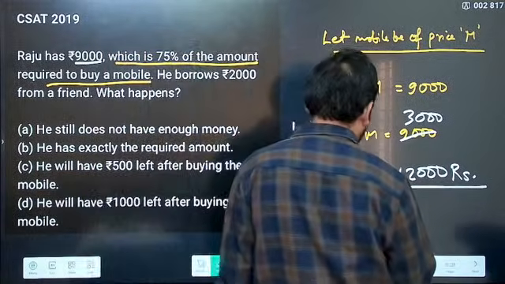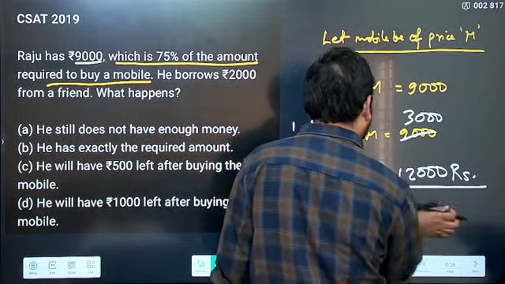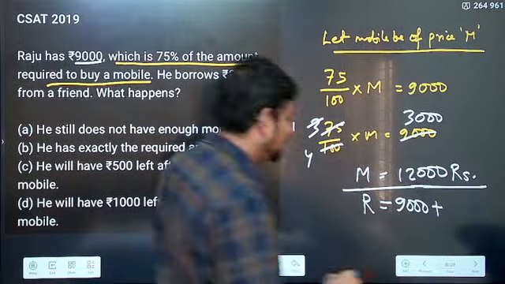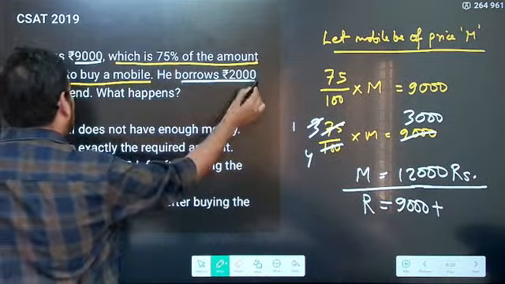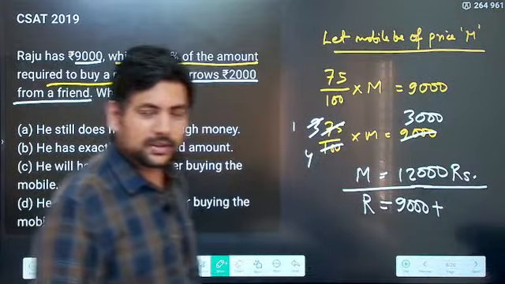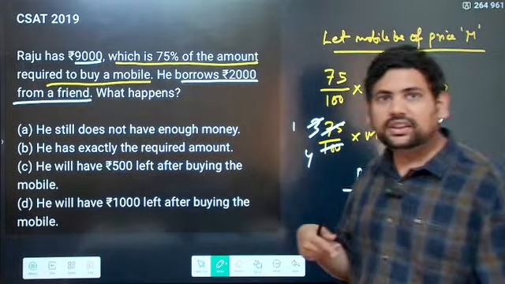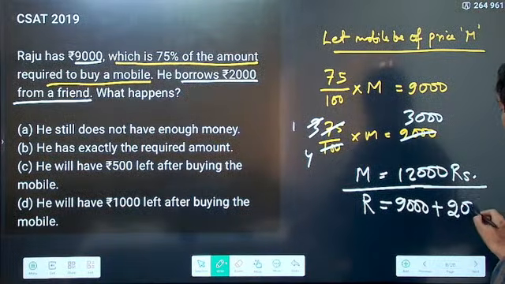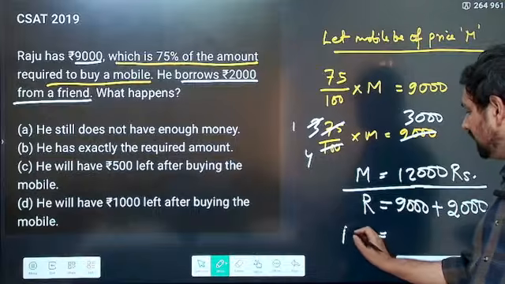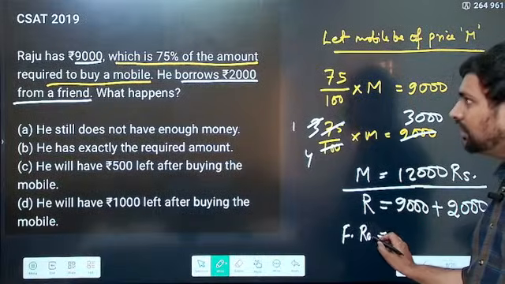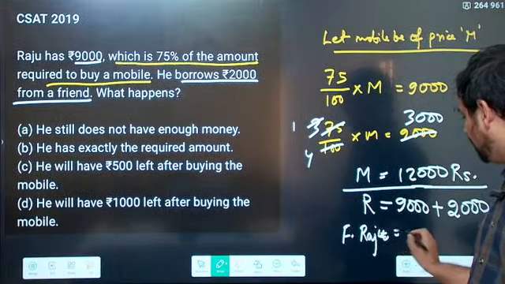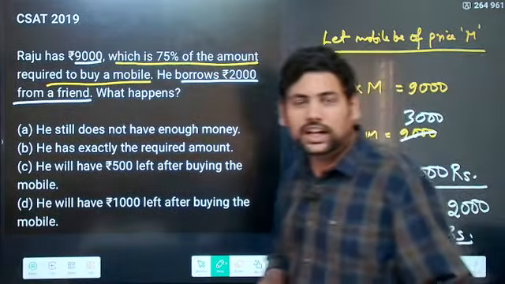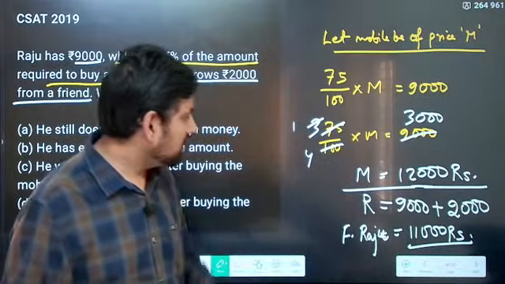Now how much does Raju have? Raju has 9,000 rupees. Plus, read the question. It says he borrows 2,000 from a friend. So that means if he borrows 2,000 more, then apart from this 9,000 which he originally had, he got 2,000 more. Now finally how much does Raju have? Finally he has 11,000 rupees. Is this enough to buy the mobile? No, of course not. Correct?